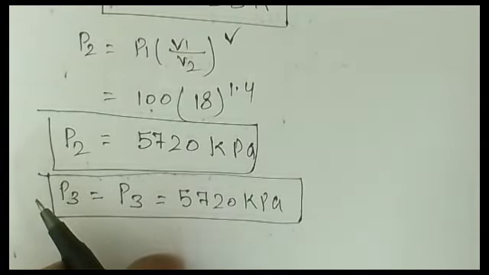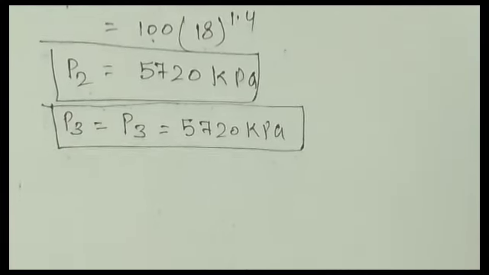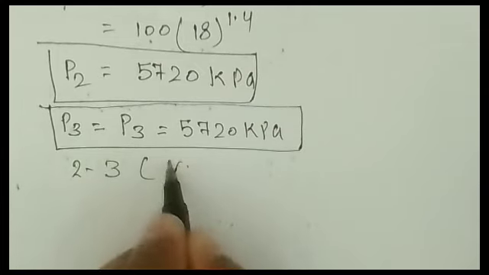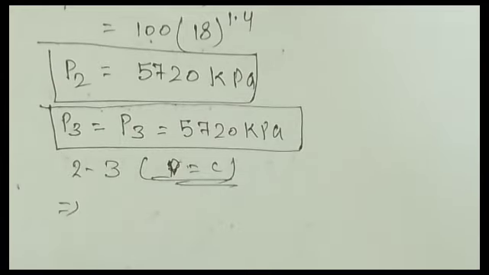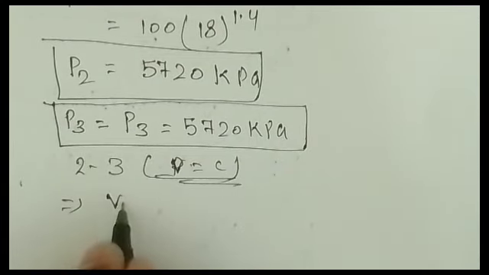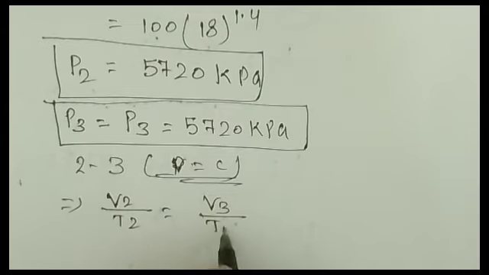So now you can find out the T3, right? So for T3 you can see the 2 to 3 process. 2 to 3 means what? That is pressure is constant. So when the pressure is constant, volume and temperature are proportional to each other, right? So you can say V2 by T2 is equal to V3 by T3.